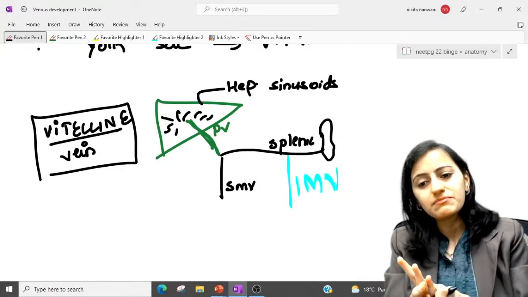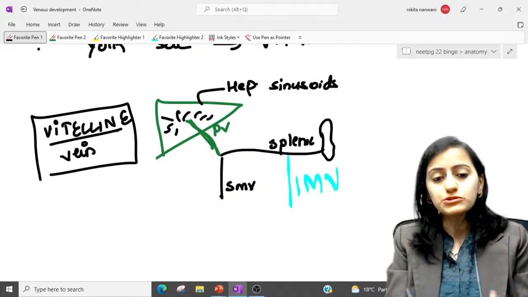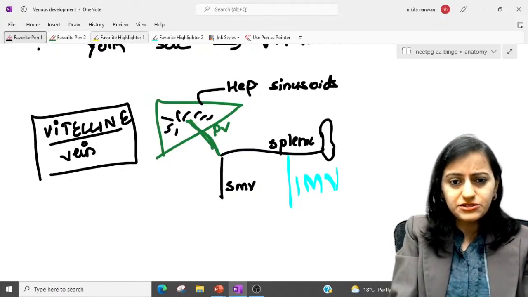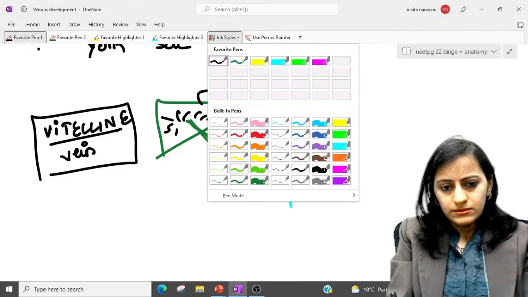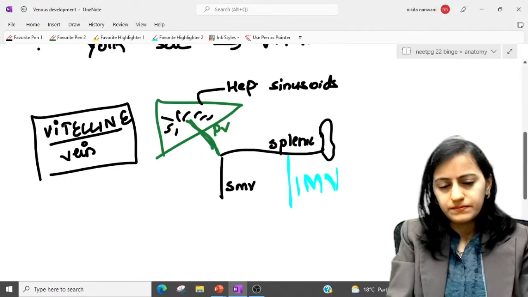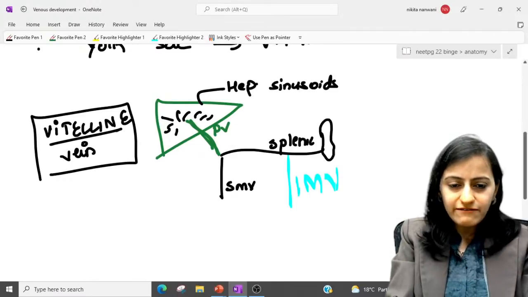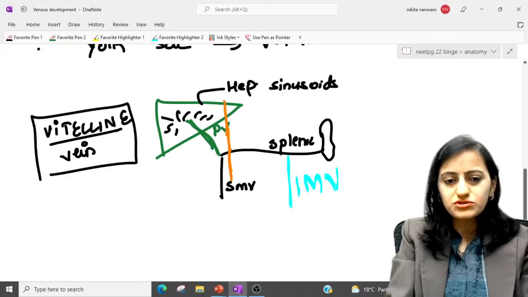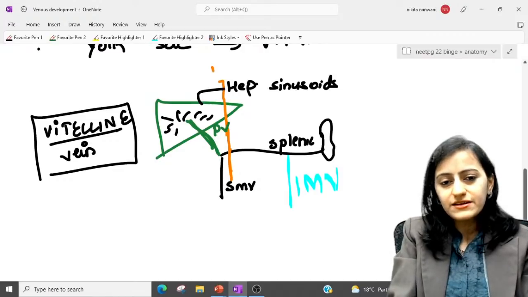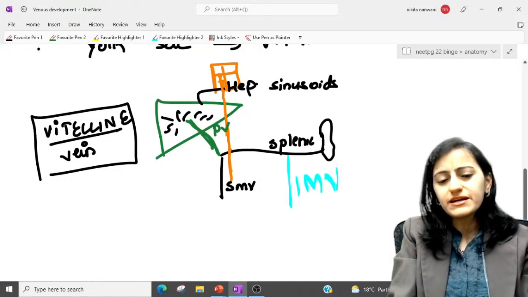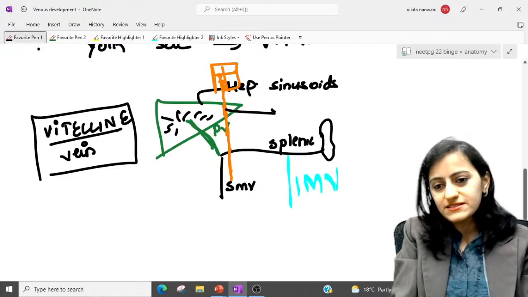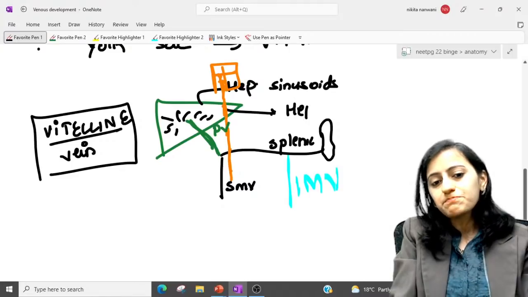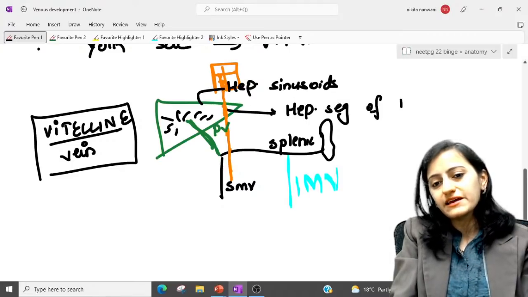Anything else you remember that the vitelline vein contributes to? So you have a major vein which is draining the body, and it goes through the liver also, and then it goes to the right atrium. So this part through the liver, we have this as well, which is the hepatic segment of the IVC.